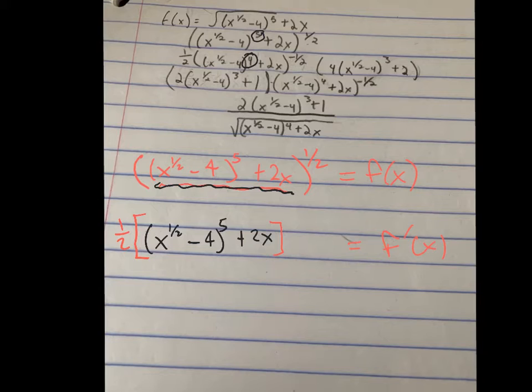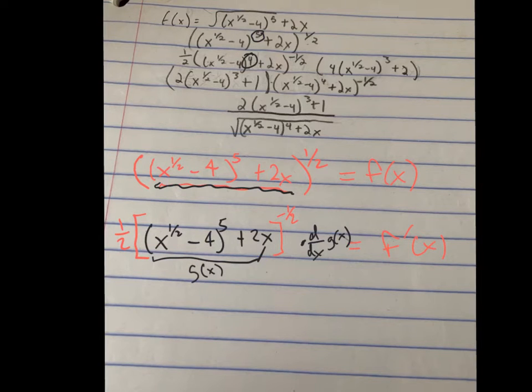And now, with that 1/2, we're going to subtract 1 from that. And then I'm going to multiply it by the derivative of the inside. We'll call this inside g of x. Because I ran out of space, I'll just call it g of x. So we're going to multiply it by the derivative of all this.